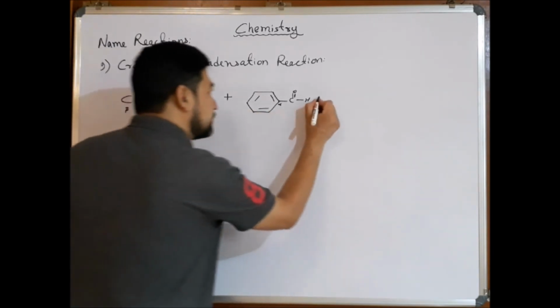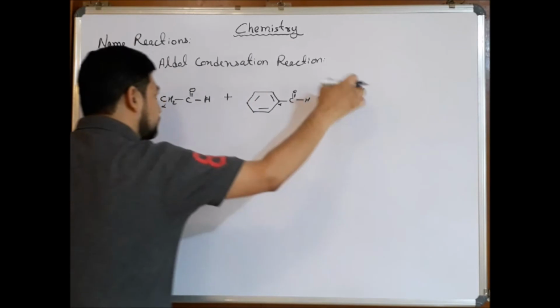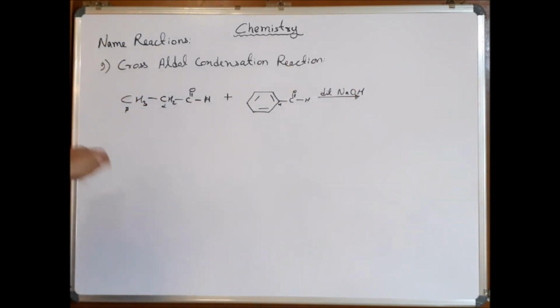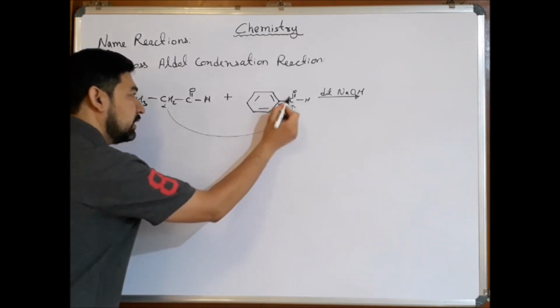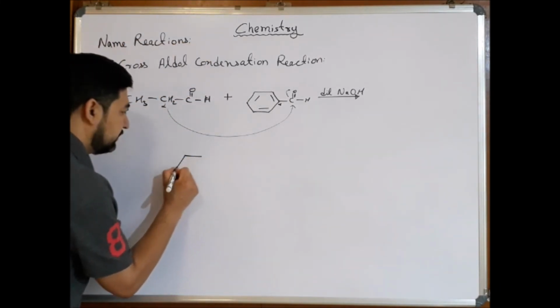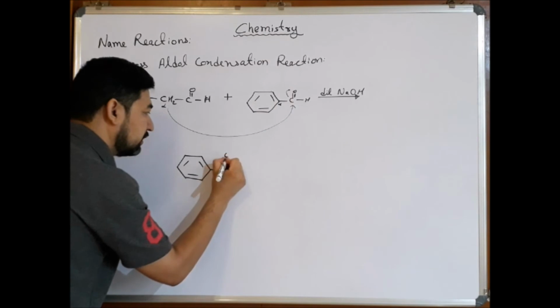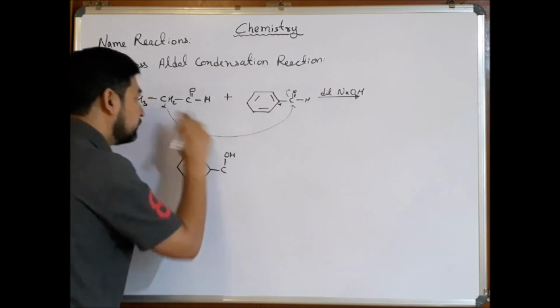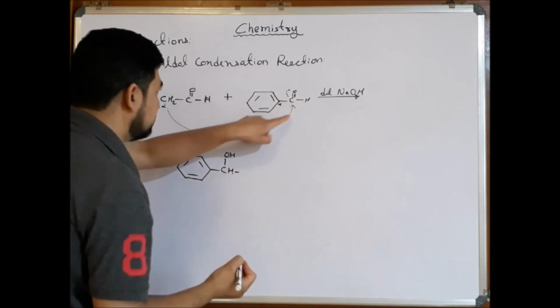So obviously, when it is treated with dilute NaOH, this OH will abstract the alpha hydrogen from the one that has alpha hydrogen. This carbon will attack here and this will go up. So I will start drawing from this side: the benzene ring, C single bond O, then the H that was taken will come back here, so I'll write H here. Now this comes here.